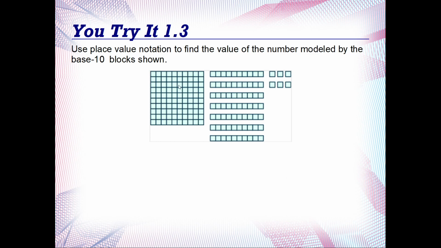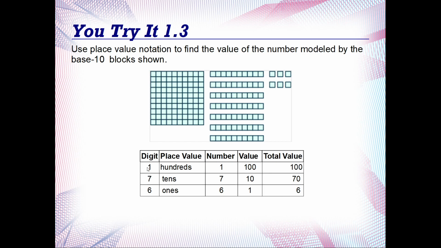And we notice we have 100s, this is 100 blocks, so this value will have 1 in the hundreds place, and then this shape represents 10 because there's 10 dots in there. So there'd be 1, 2, 3, 4, 5, 6, 7 10s and 6 1s. So we're going to have 1 100, 7 10s, and 6 1s. And when we add those up, we get 176. So we can say that these base 10 blocks represent the number 176.